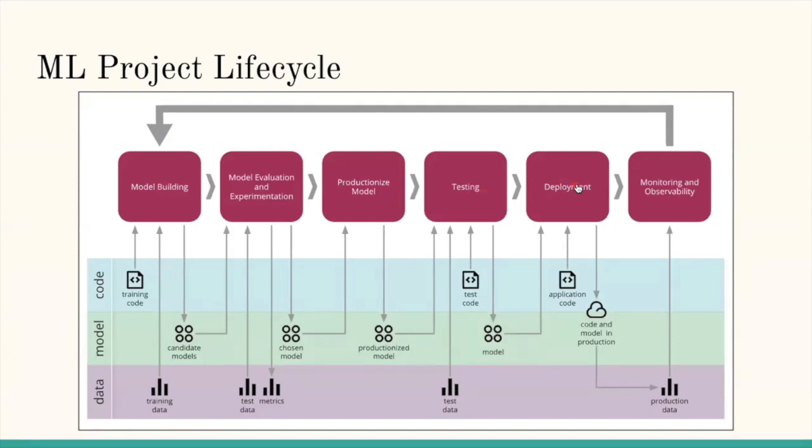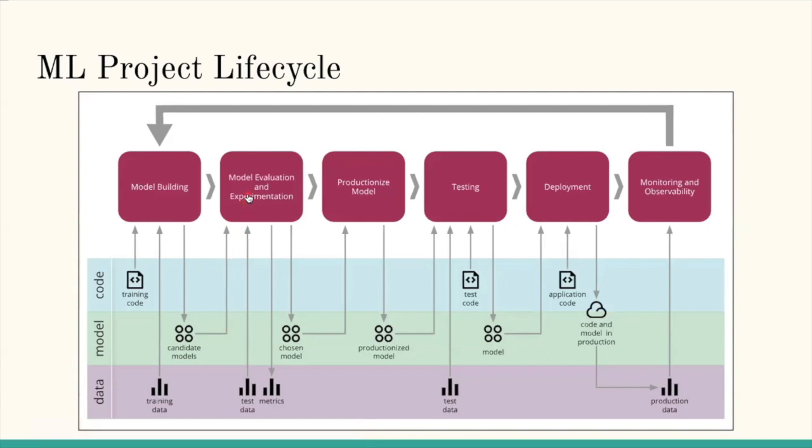Once the model is in production, you observe the model's performance, track its metrics, and collect the data from the production environment, and that will be fed as new training data to the model building exercise, and you continue the cycle. So in the model building exercise, you have training code, training data, and the output is candidate models.